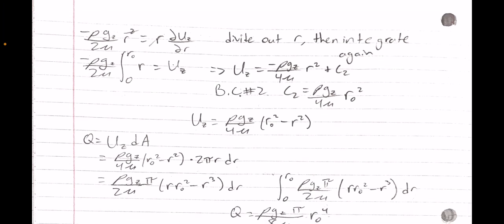get a nice velocity profile: Uz is equal to rho gz over 4 mu times R naught squared minus r squared, r being the variable, R naught being the outer radius of the flow, the inside of the tube.